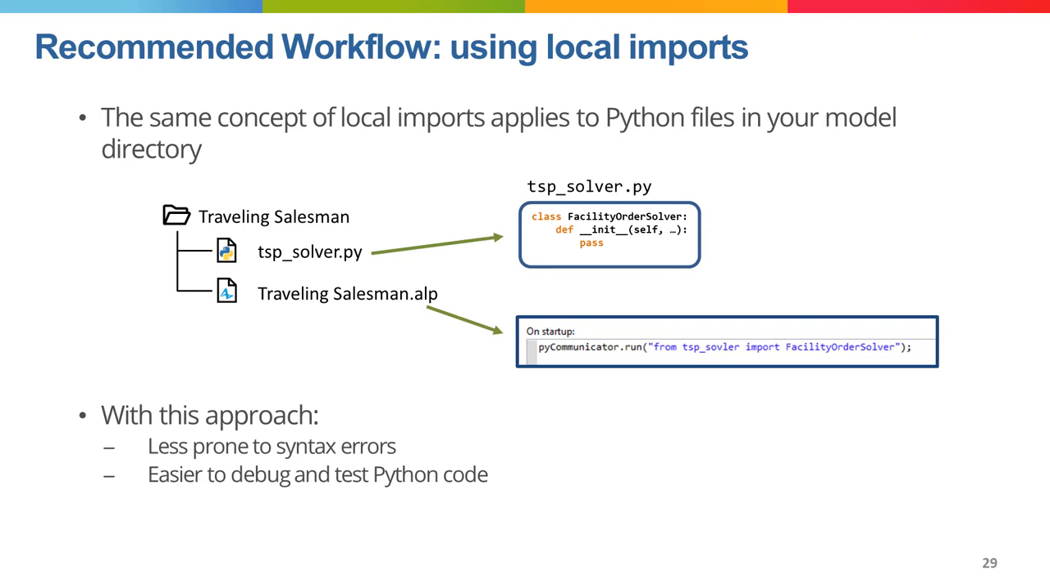For one, I'm minimizing the amount of Python code that's written inside Java strings. As you would expect, this is not only more efficient, as less strings need to be parsed, but it's also less prone to syntax errors. The other major benefit to this approach is that I can test these files separately from my AnyLogic model and verify that they're working as intended before I put them into use.